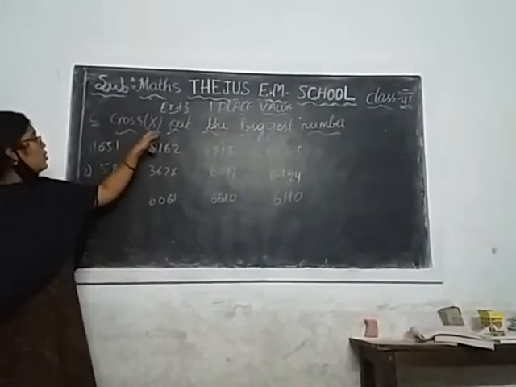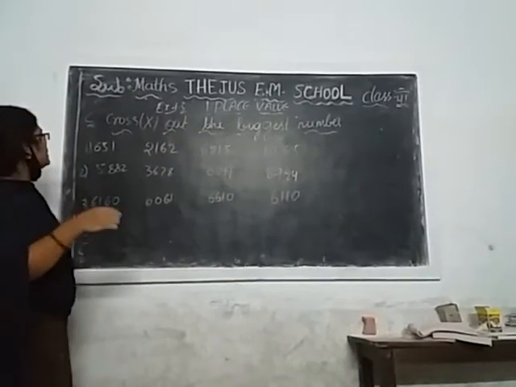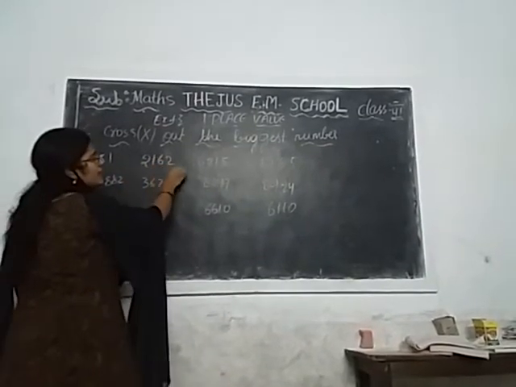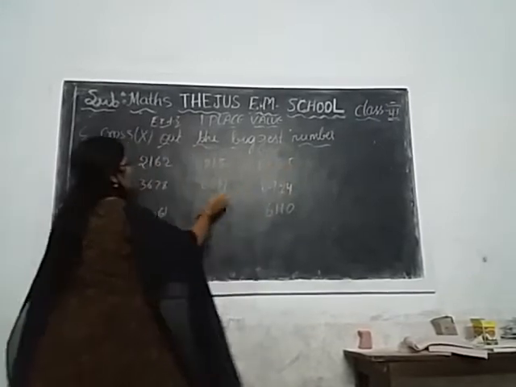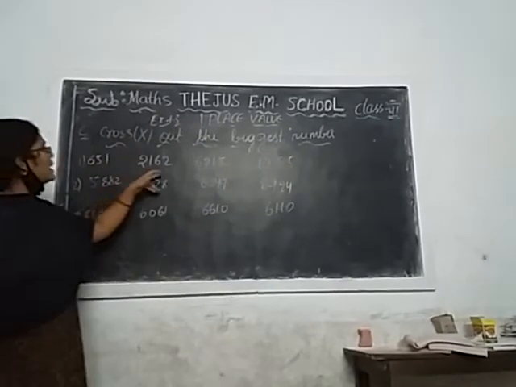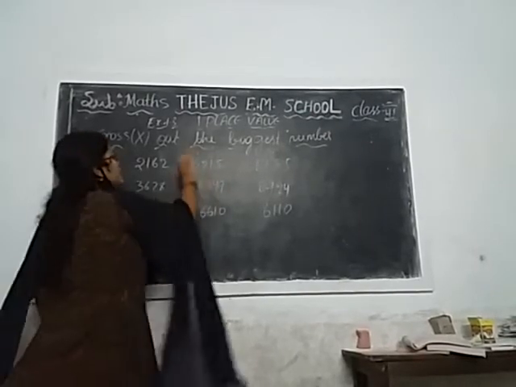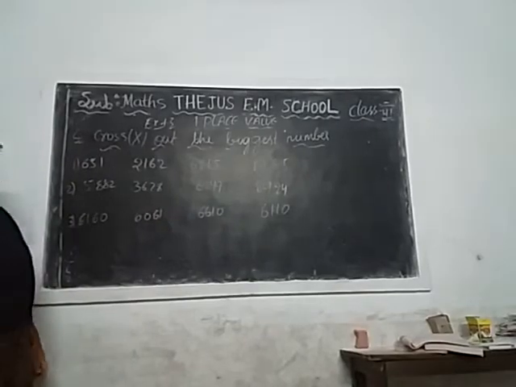Next one, see, cross out the biggest number. Here we have to cross the biggest number. 651, 2162, 6215, 1215. When compared to all the numbers, 6215 is the biggest number, right? So cross the number.